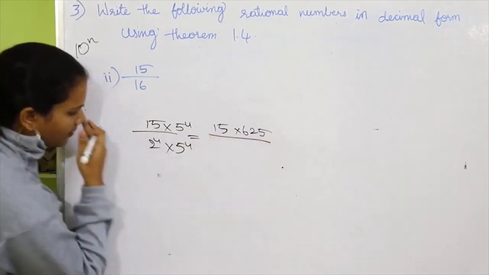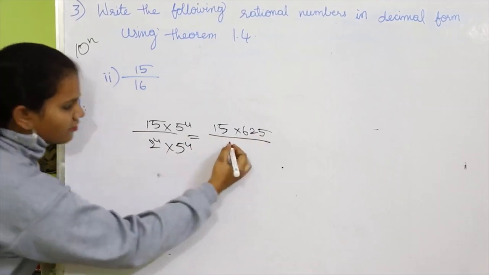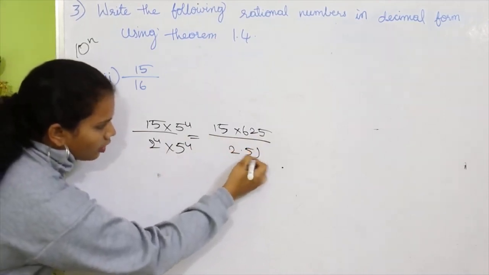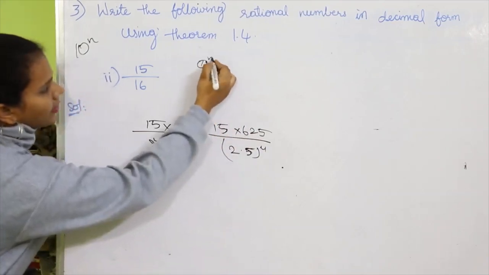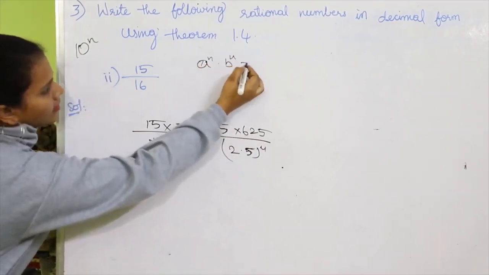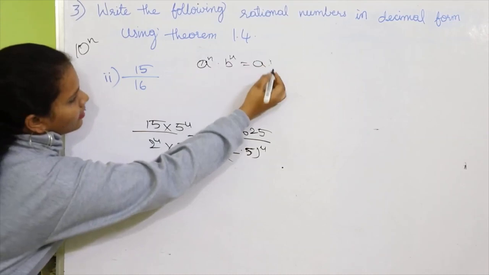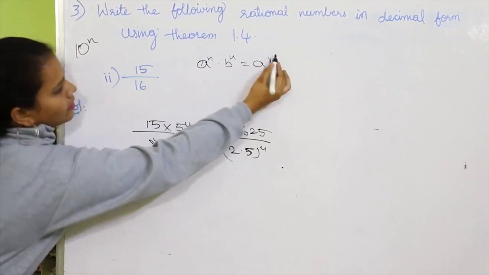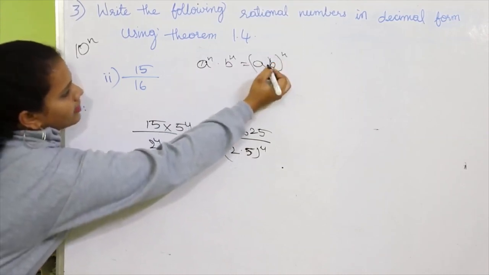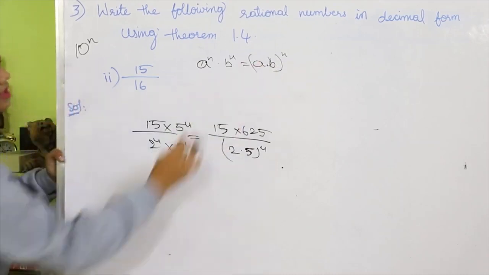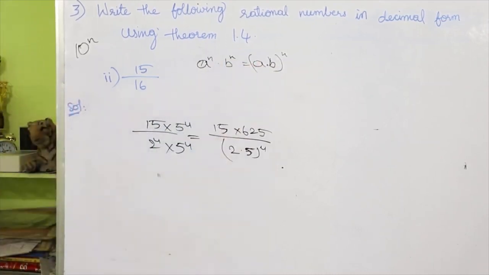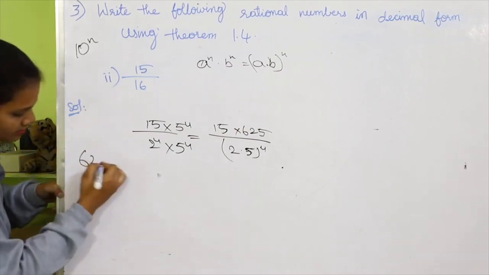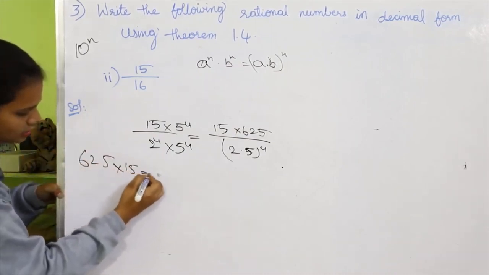625 by 2 power 4 into 5 power 4, which is 2 into 5 whole power 4. By using a power n into b power n equal to a into b whole power n, I am going to write it like this. Now here you have 625 into 15. Let us make the multiplication over here, 625 into 15.